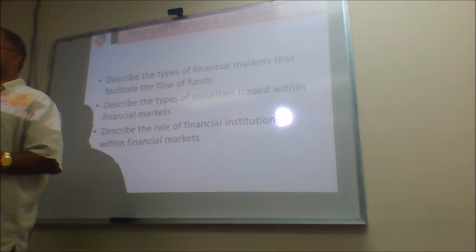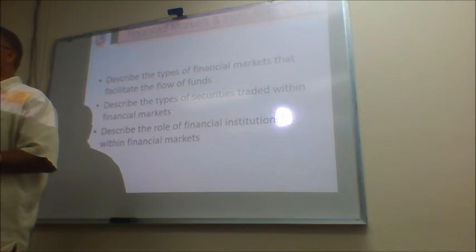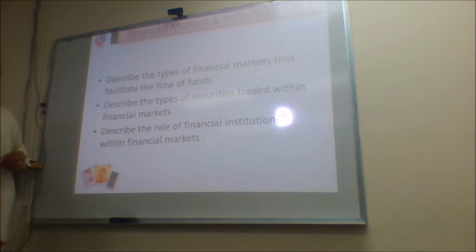Debt can be traded on the money market if it's less than 1 year. Equities can't be traded on money markets because they don't have a maturity. So they're out there in the capital markets.